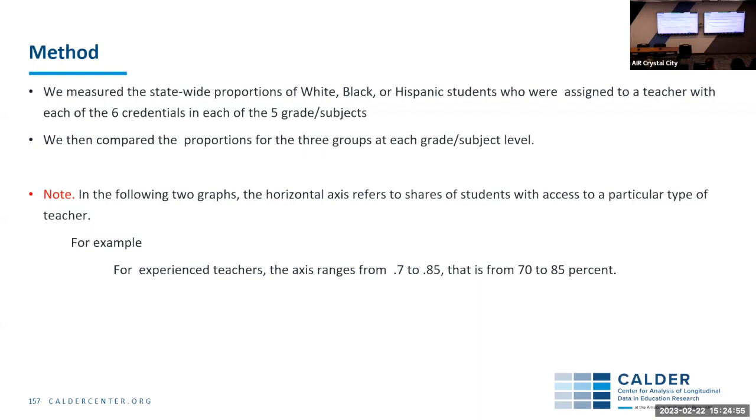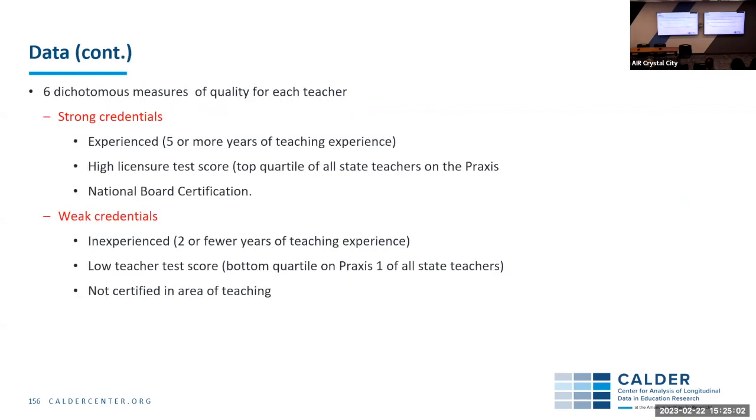So for strong teachers, or strong credentials, we're using teacher experience, a teacher with 5 or more years of experience. We're using high licensure test score, being in the top quarter of the Praxis distribution. We're using whether or not the teacher is nationally board certified. And in North Carolina, we have a lot of nationally board certified teachers. For weak credentials, we're using inexperience, that's 2 or fewer years of teacher experience.